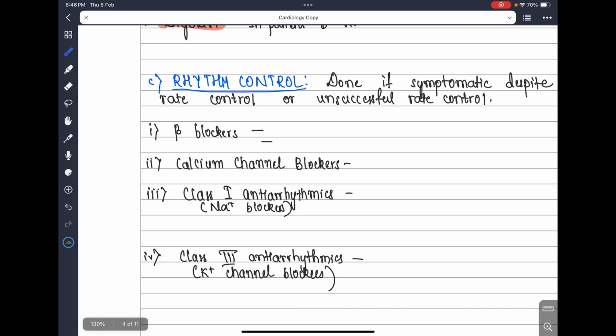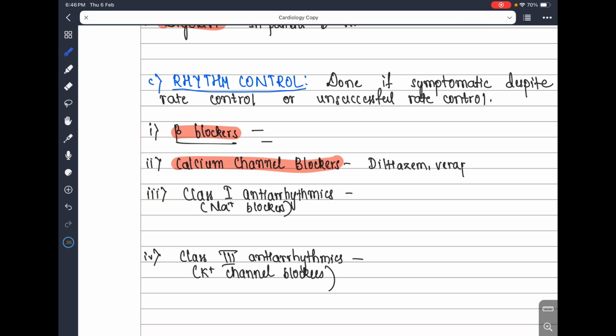So for rhythm, you can use multiple drugs, okay? You can use beta blockers, which we already discussed. You can use calcium channel blockers, same. They are diltiazem and verapamil.